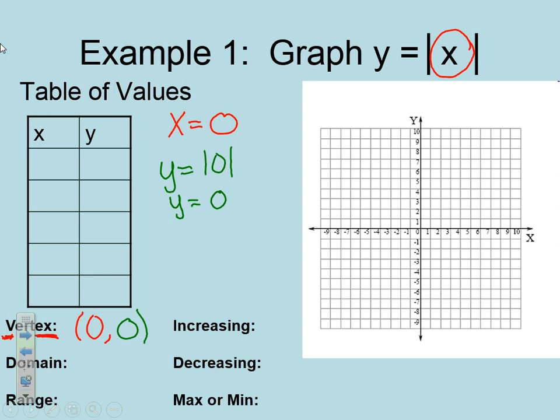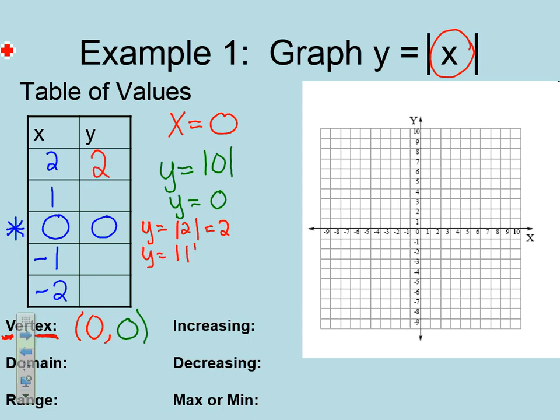Now once we find our vertex, we're going to put that in our table. Our vertex always goes in the center of our table. So it's going to be (0, 0). Then we're going to fill out the x side of the table. So we're going to count up, 1, 2, down, -1, -2. Once we have that done, we're just going to plug it into our original equation to find our y values. So if I do the first one, y equals absolute value of 2, that's just 2. So I have 2 there. Y equals the absolute value of 1, which just equals 1.